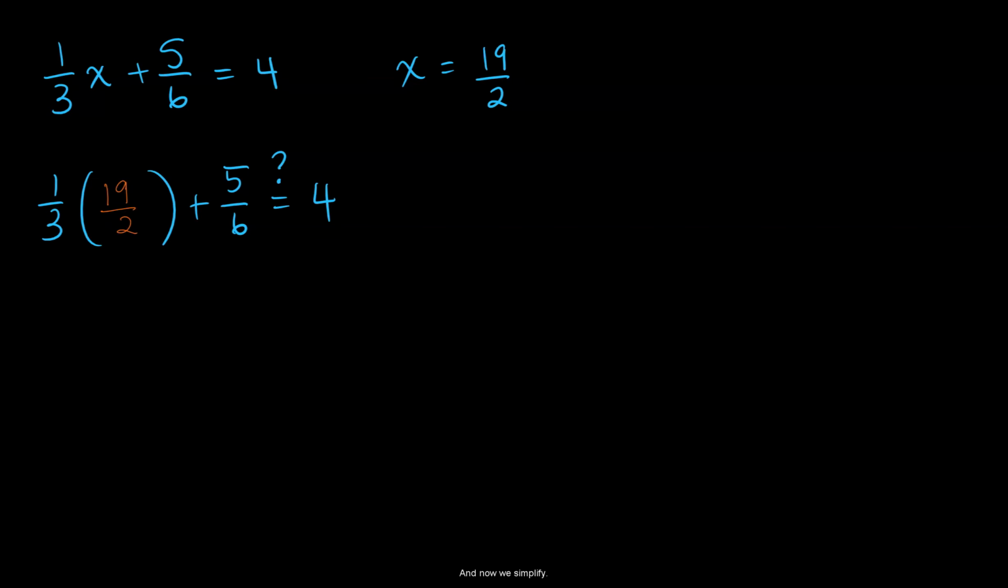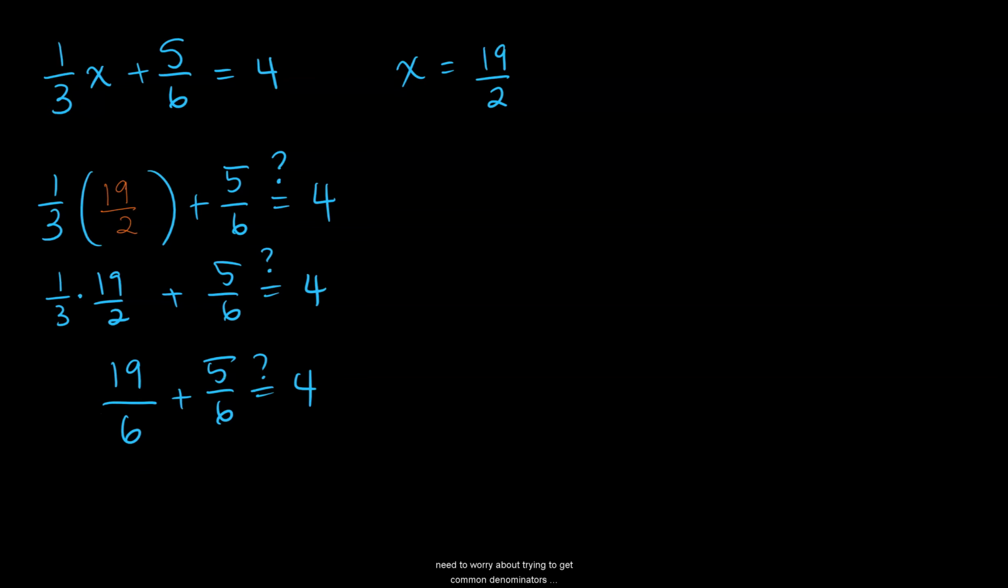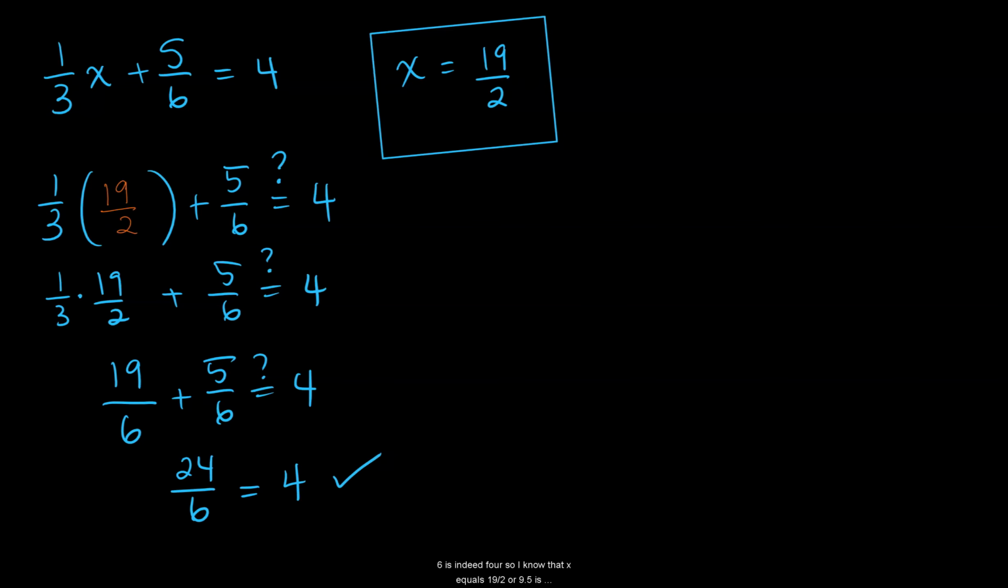And now we simplify. We're going to simplify the left side to see if we can get it down to 4. So 1/3 times 19/2 plus 5/6 equals 4. We've got fraction multiplication. We multiply straight across: 1 times 19, 3 times 2. Notice we have common denominators, so we don't need to worry about getting common denominators. We can just add our numerators together. 19 plus 5 is 24, and 24 divided by 6 is indeed 4. So I know that x equals 19/2 or 9.5 is our correct solution. How do we take these skills and translate them to rational equations?